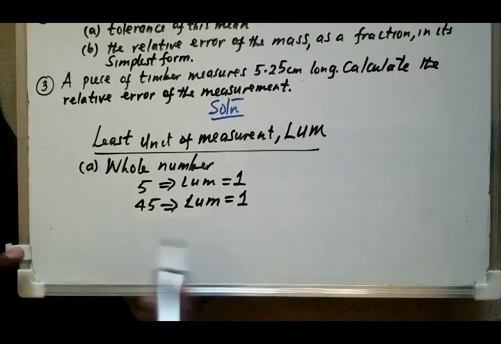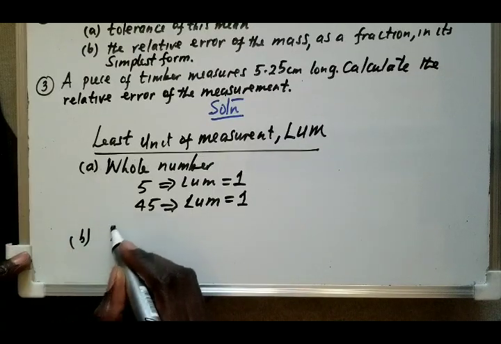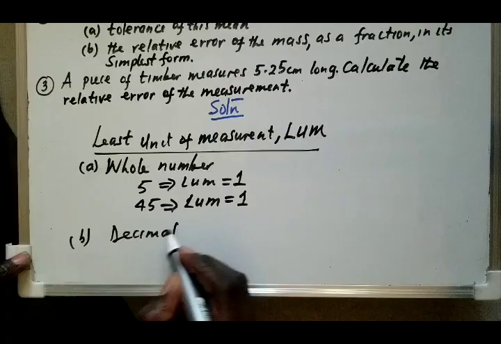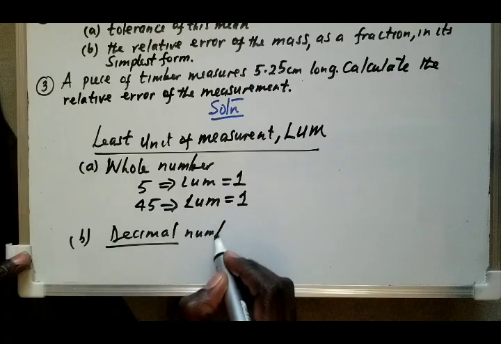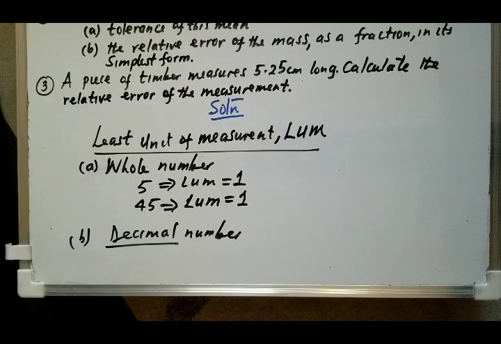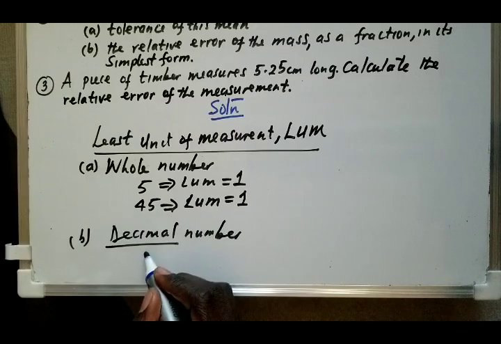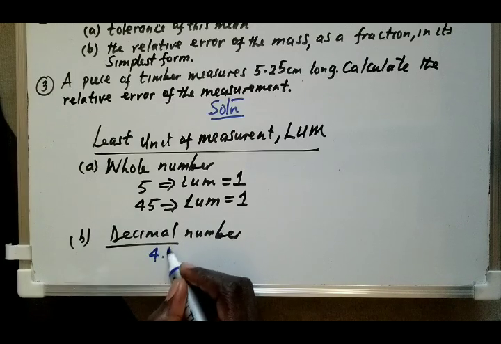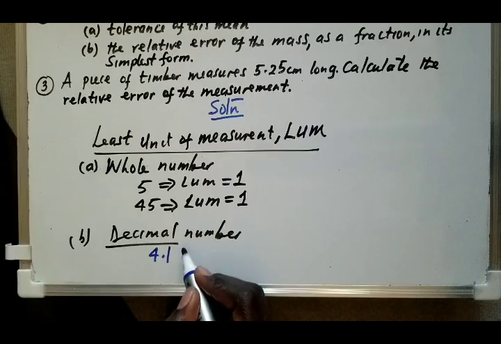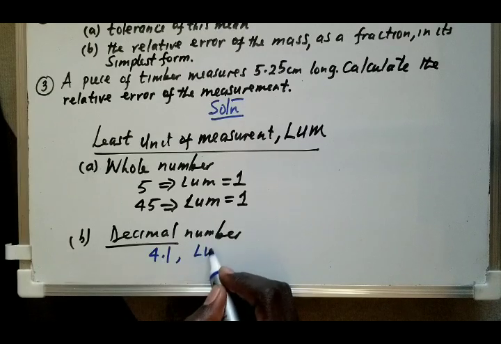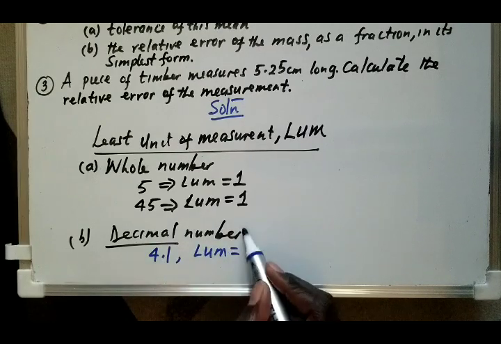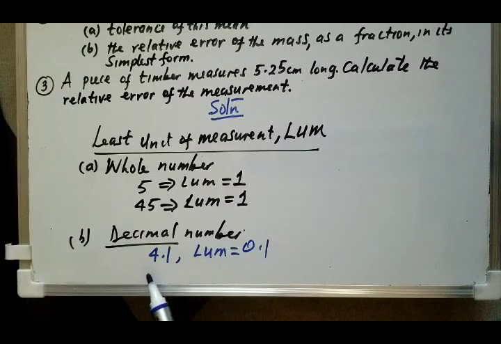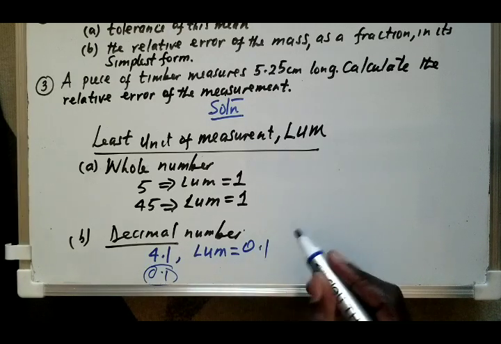Then 2, you may be given a decimal number. If you are given a decimal number, how do you find the least unit of measurement? For example, if you have 4.1, with one decimal place, then the least unit of measurement is going to be 0.1. You put a 0 before the point and the digit afterwards is 1. No wonder we're having 0.1.